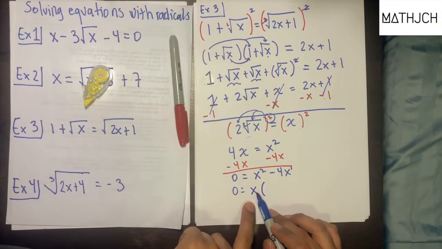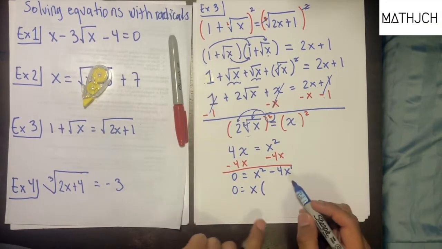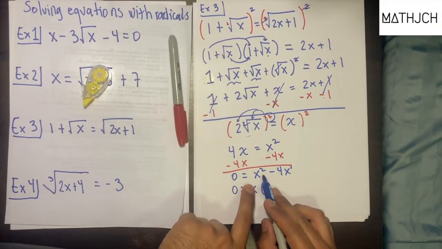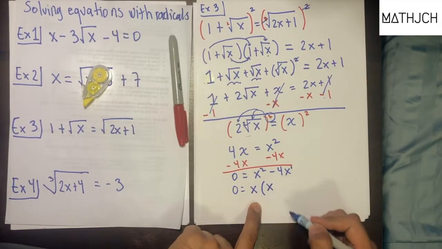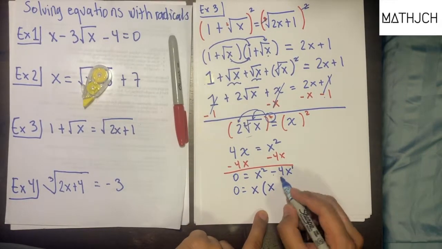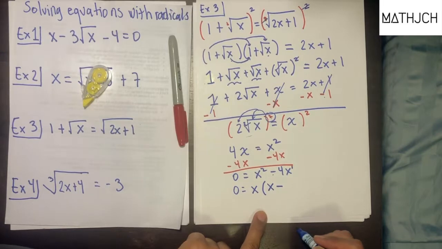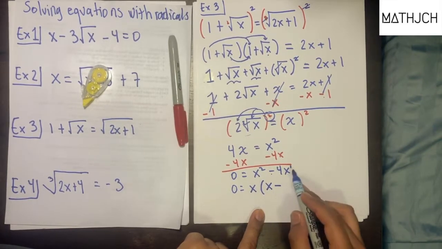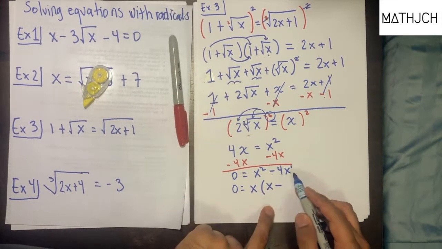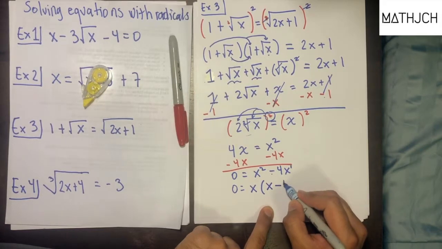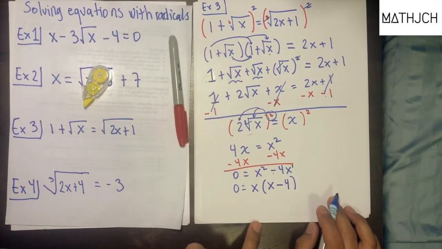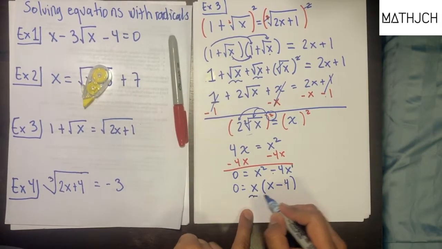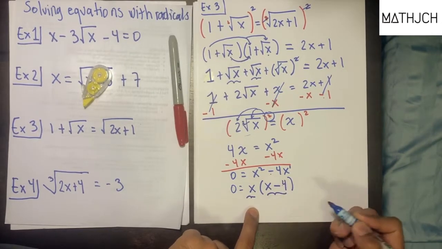So we're going to factor x. Now, to go from x to x squared, we need to multiply by x. We have a minus here, so bring the minus. Now, to go from x to 4x, we have to multiply by 4. Now we have our two factors, x and x minus 4.